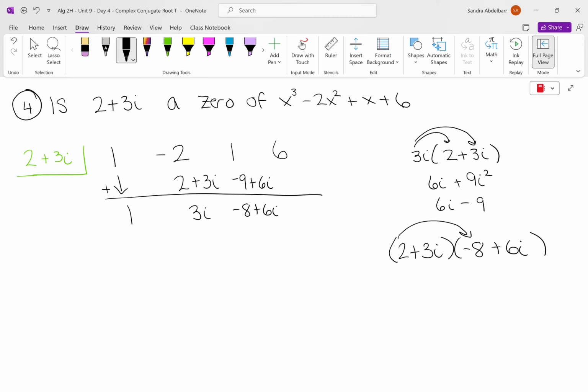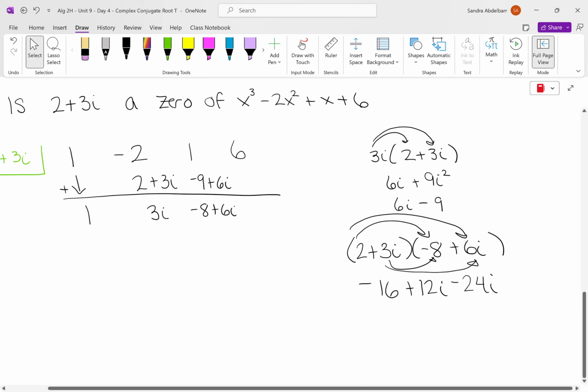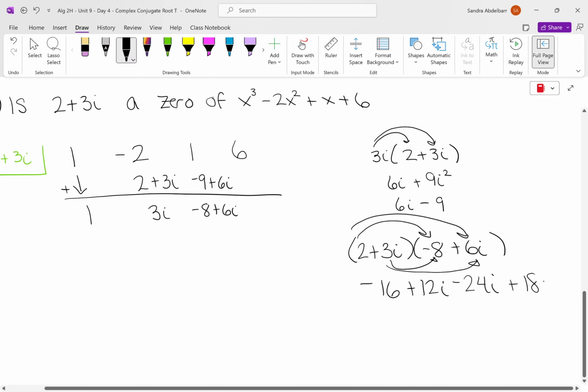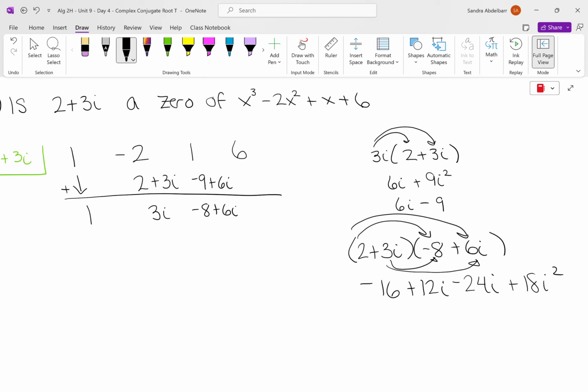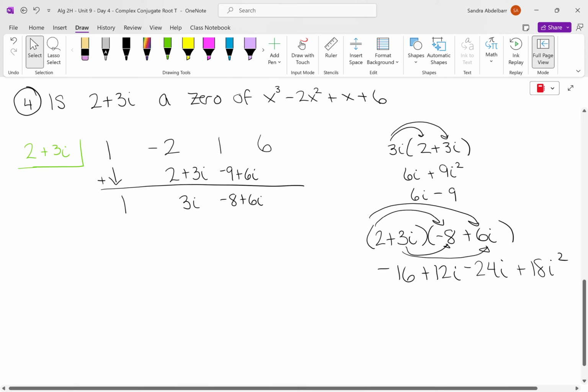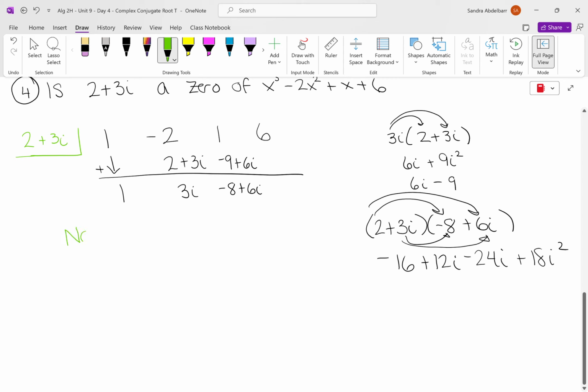We're going to now FOIL it out. So we are going to get -16, sorry, 2 times -8 is -16. 2 times 6i is 12i. 3i times -8 is a -24i. And 3i times 6i is 18i squared. Well, guys, you tell me, is this -6? No. So we can stop right here. When it says, is 2 plus 3i a 0, we are going to say no, because the remainder is not 0.